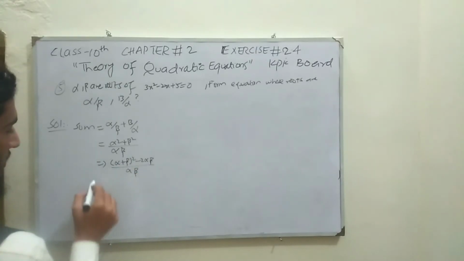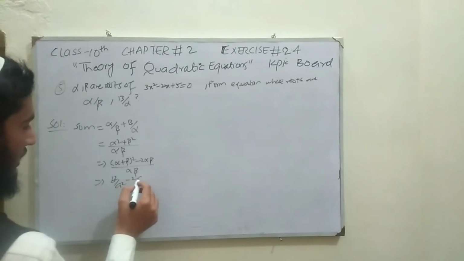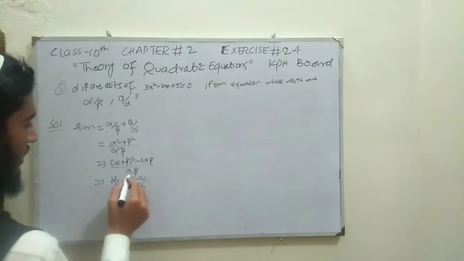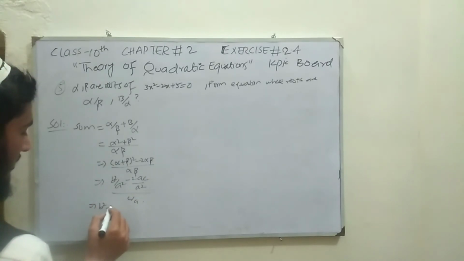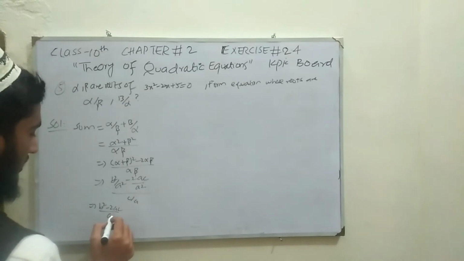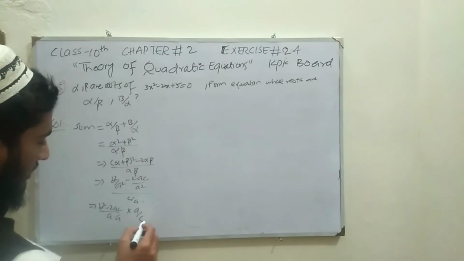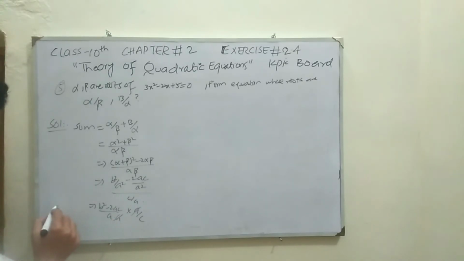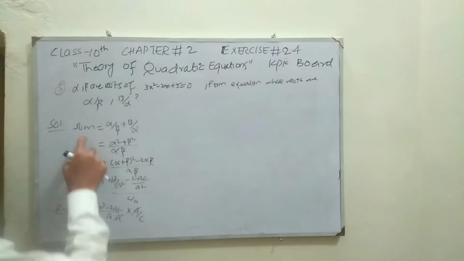Alpha plus beta is minus b over a, so minus b over a whole square gives us b square over a square, minus 2 times of ac over a square, whole divided by alpha beta, which is c over a. Taking LCM, so b square minus 2ac over a square. A square can be written as a dot a, and this will reciprocate, so a over c. A is cancelled out with a, so we are left with b square minus 2ac divided by ac. This is the solution to the sum of the root.